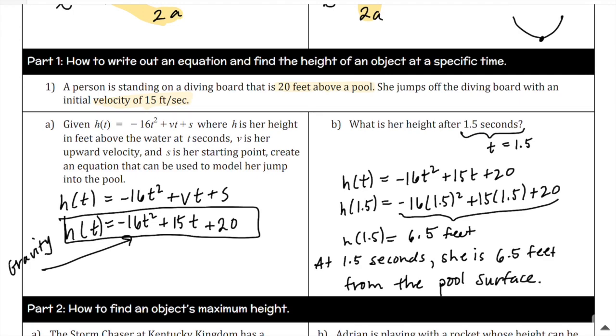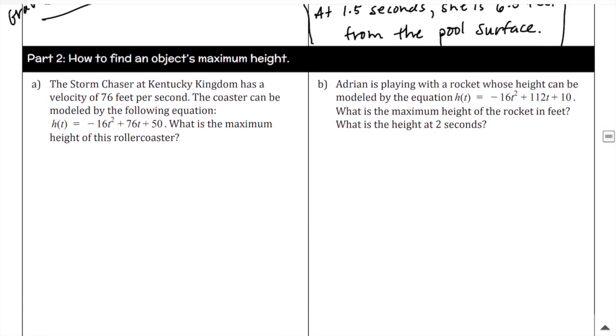Okay, so let's go ahead and look at part 2, and I'm just going to box this out. So part 2, the Storm Chaser at Kentucky Kingdom has a velocity of 76 feet per second. The coaster can be modeled by the following equation: h of t is equal to negative 16t squared plus 76t plus 50. What is the maximum height of this roller coaster?